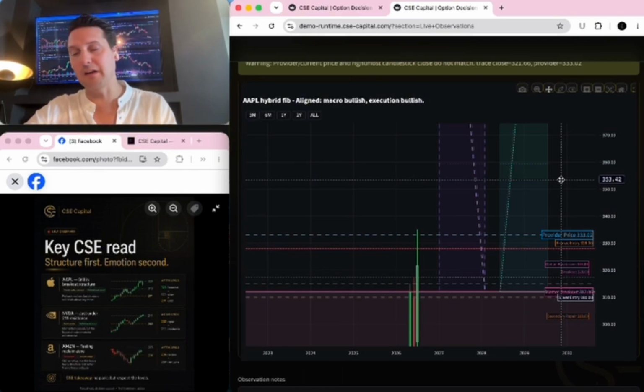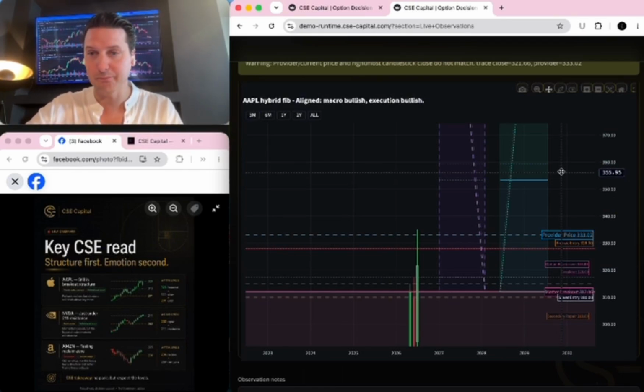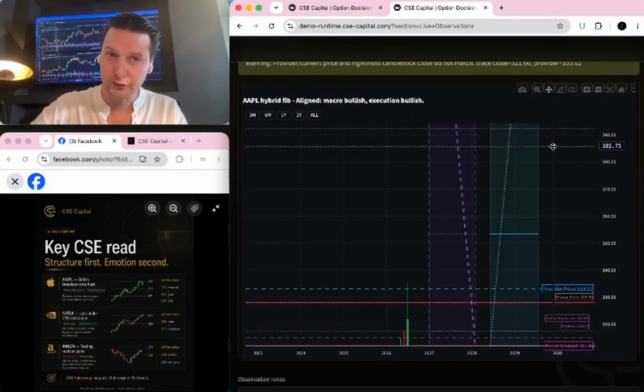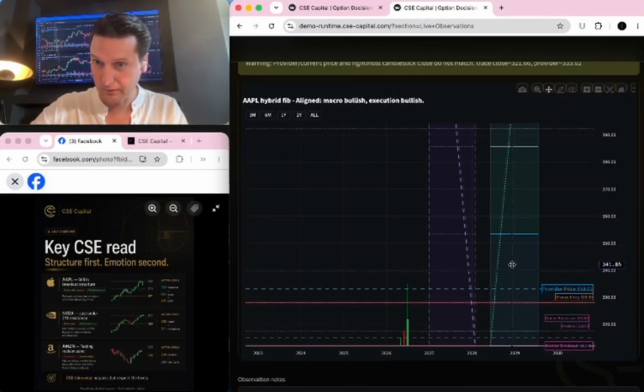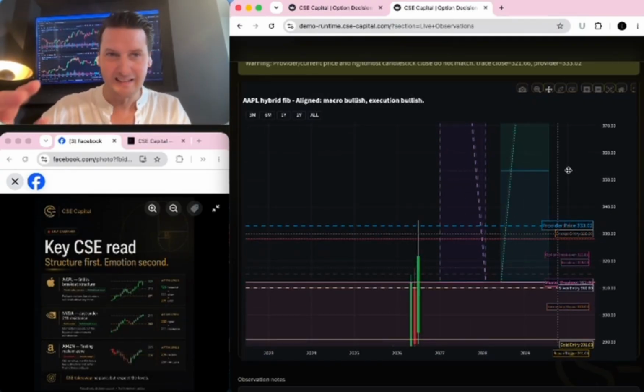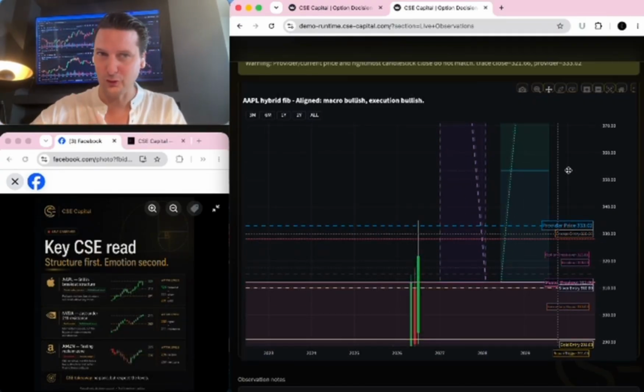And this is what we are calculating with our Fibonacci engine. And then the next level above that is 385. And of course, it's never going up in one go. A lot can happen here. But if Apple keeps on growing, 353 will be reached. It will be reached. But when? And what happens before, of course, you never know. But that's what you have CSE Option Decision OS for.